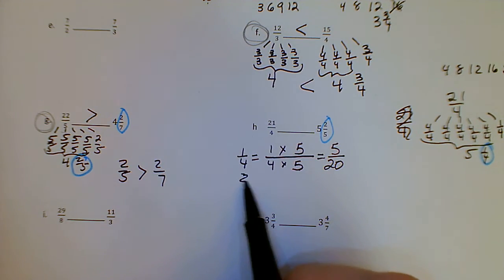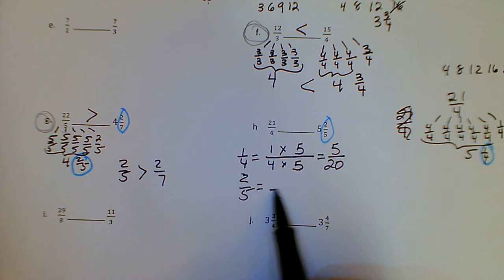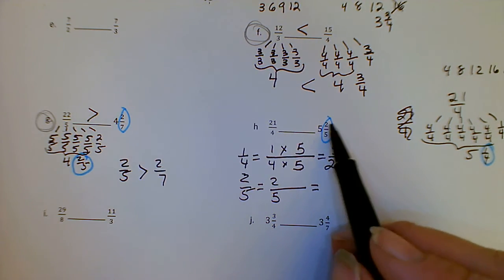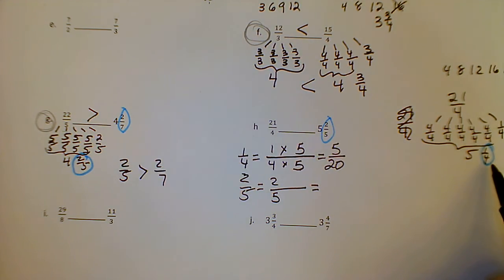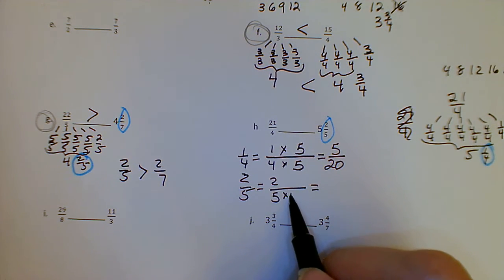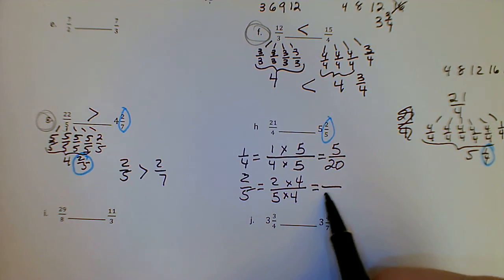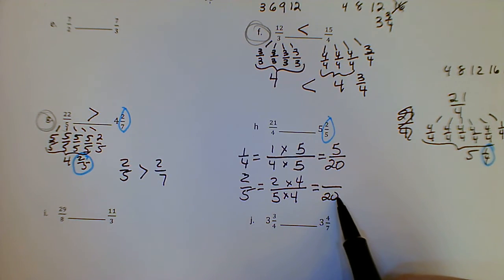Now let's take our 2/5. And again, what I want to do is take this fraction and multiply it by the other fraction's denominator, which is 4. So whatever I do in the denominator, I do in the numerator. 5 times 4 is 20. Now we have a common denominator. And 2 times 4 is 8.